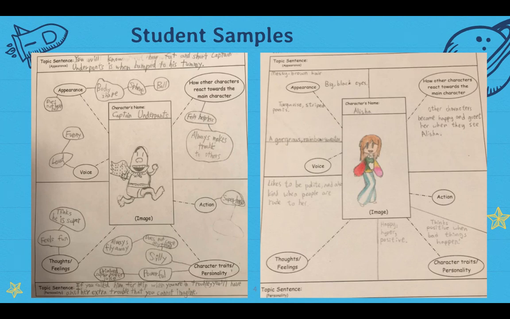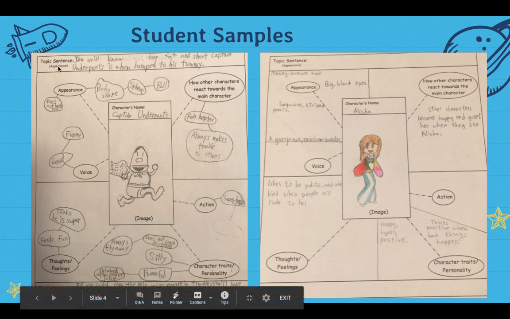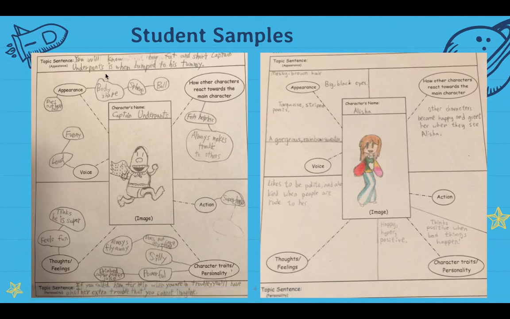However, in this plan, the topic sentences are actually quite nice. Let's look at it together. The first topic sentence on top is about appearance. You will know how fat and short Captain Underpants was when bumped to his tummy. So we can imagine he's like a ball. So when you bump into it, maybe it will bounce you back.